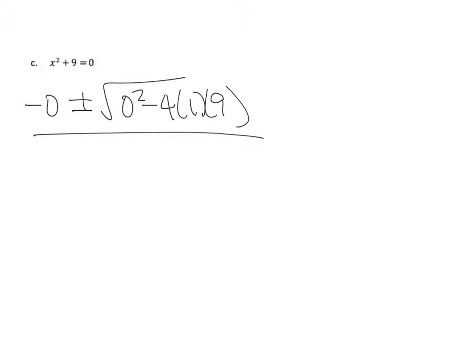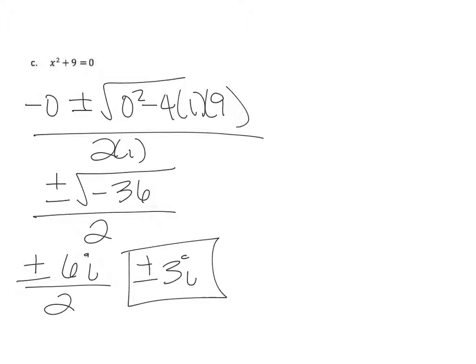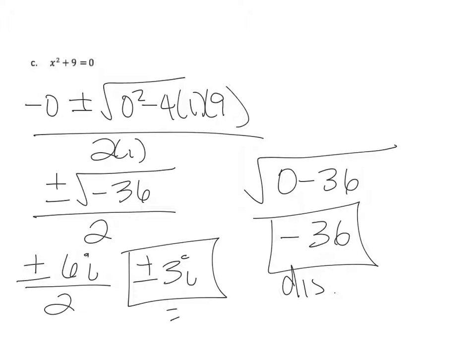Okay, so negative b plus or minus the square root of b squared minus 4 times a times c, all over 2a. So I have 0 plus or minus the square root of negative 36, all over 2. But we do know that we can do this. If I take the square root of negative 36, I get plus or minus 6i. See, that i gives us the possibility of actually getting an answer. So my answer is plus or minus 3i. I have two complex solutions. And the discriminant was 0 minus 36, just negative 36. That was the discriminant, and these are our solutions.